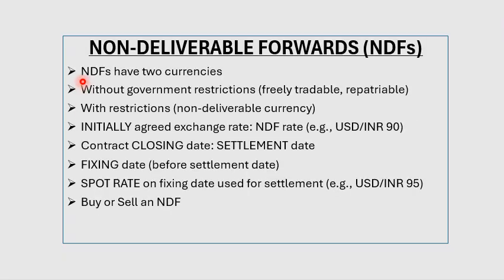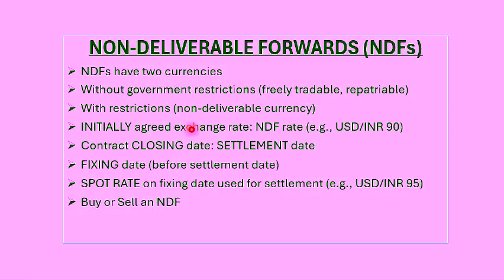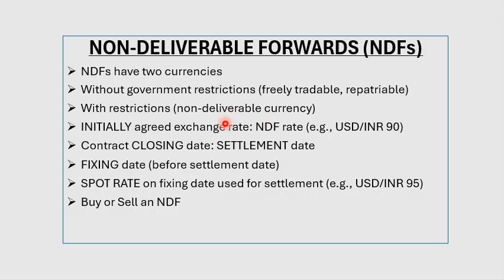NDFs have two currencies: one without government restriction, which is freely tradable and repatriable, like the US dollar, and the other being the currency with restrictions, for example, the Indian rupee, which is the non-deliverable currency. The initially agreed exchange rate between the currencies is called the NDF rate. For example, USD INR 90 can be the NDF rate. This is a forward rate.